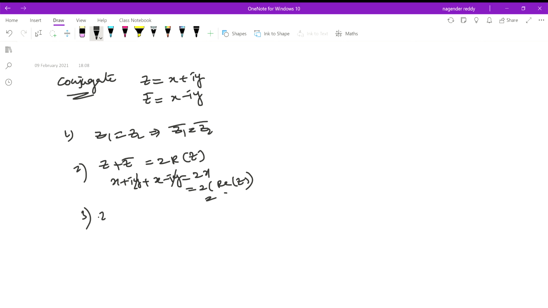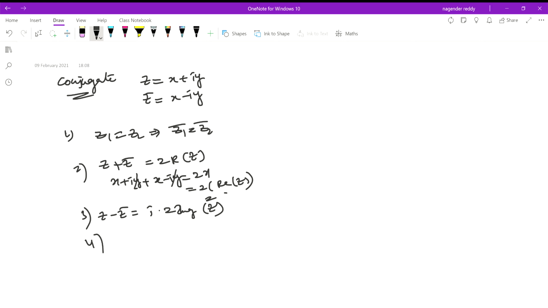If you consider z minus z bar, again we are going for minus, then we'll get 2 times i, where i is very important, into the imaginary part of z. That is very important before going further.